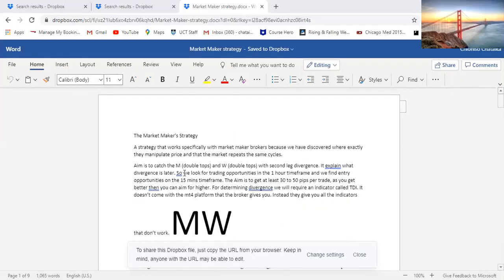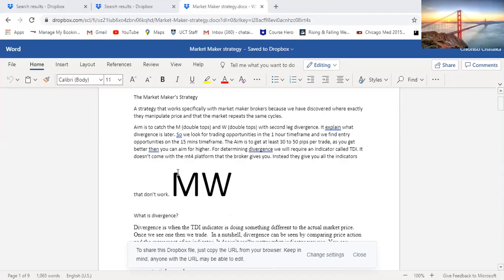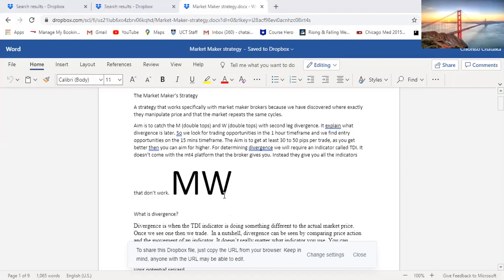But like I said, it's just a complicated M for a sell and W for a buy. We'll get into it just now. And remember the differences in the leg. On the M, the first leg is shorter than the second leg. Then on the W, the first leg is shorter than the second leg. We'll get into it in more detail.